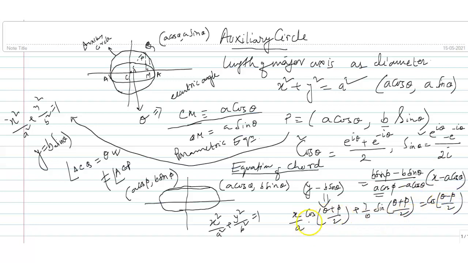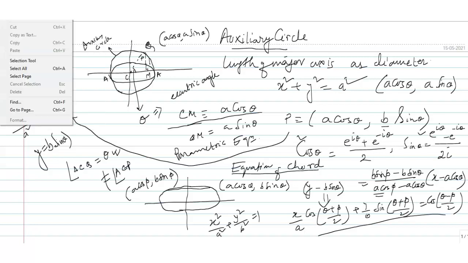x over a cos of (phi plus theta) over 2, plus y over b sin of (theta plus phi) over 2, equals cos of (theta minus phi) over 2. Clear? This is the equation of the chord. Is it clear? This is a very easy part. Let's go to the new part for discussing some other concepts also.